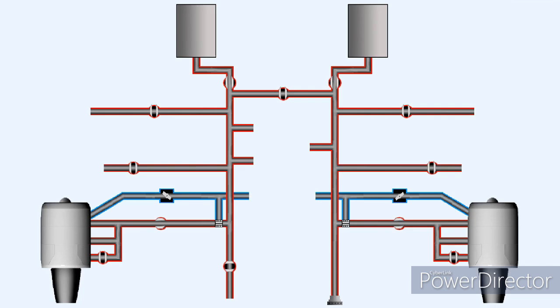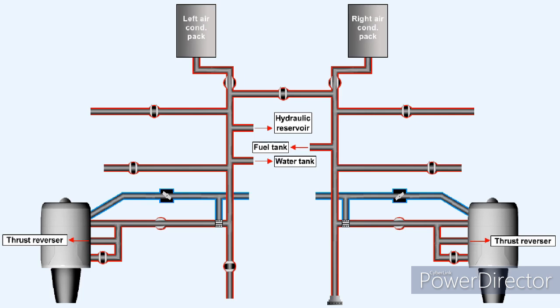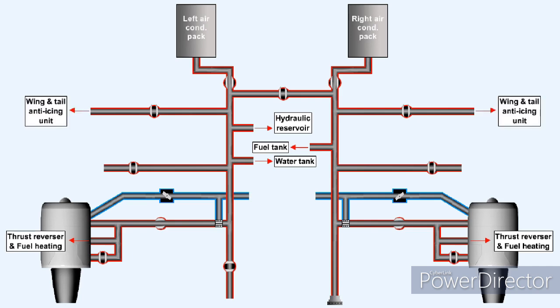In the modern turbofan aircraft, these may include air conditioning and pressurization, hydraulic reservoir pressurization, fuel tank pressurization, domestic water tank pressurization, thrust reverser actuation, fuel heaters, engine airframe anti-icing.